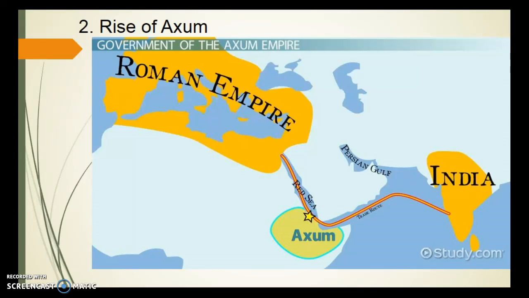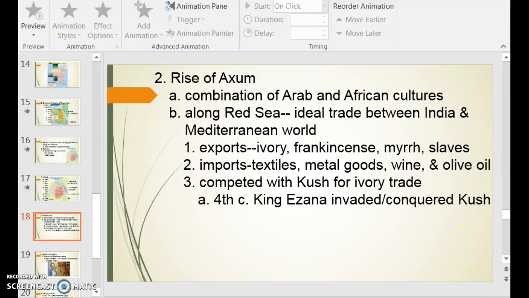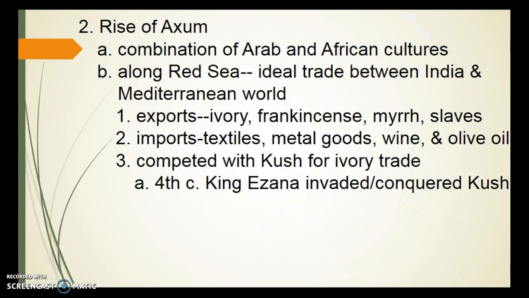All right, the rise of the Aksum. You can see here that this was a major location between the Roman Empire and India. That's why it became such a major trading empire. And because of that, it combined the Arab world and the African cultures. And since it was just across the Red Sea, it made it ideal for trading.